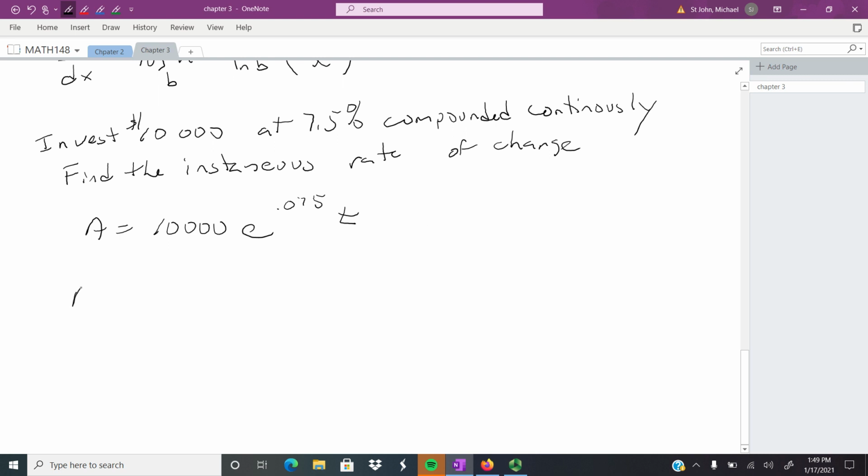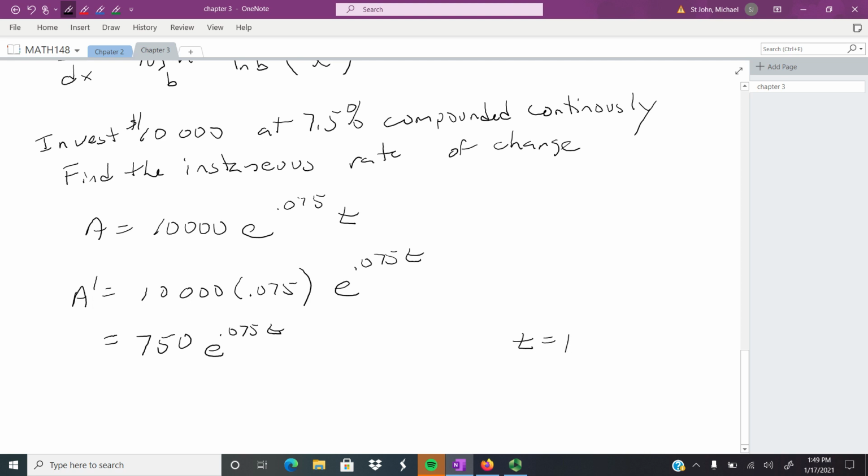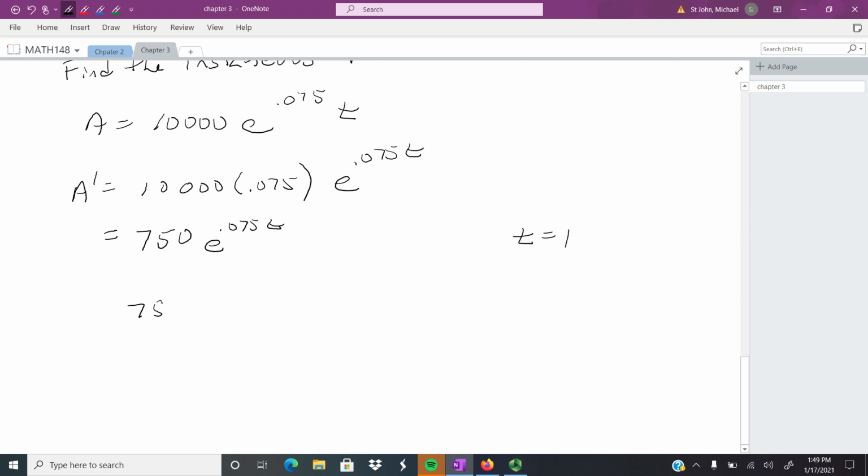And so the derivative, A prime, is going to be 10,000 times 0.075 e to the 0.075t. And so this will be 750 e to the 0.075t. And then if I said, okay, t is going to be equal to 1, then this would be 750 e to the 0.075 times 1, and we get 808.41.